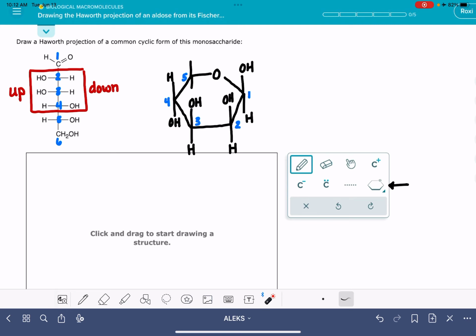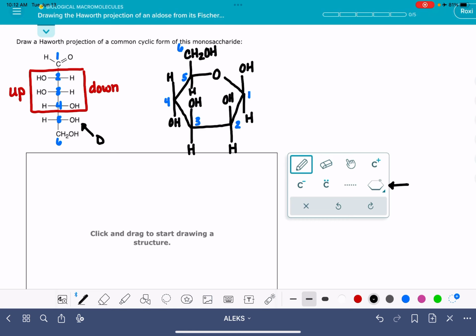For carbon number 5 and 6, this is where things get a little bit tricky. If we have the D version of the monosaccharide, which we do here, this is a D version because the OH group is on the right-hand side, then carbon number 6, the CH2OH, is going to be sticking up. And in that down position of carbon number 5, there's just a hydrogen. So that's what it would look like.